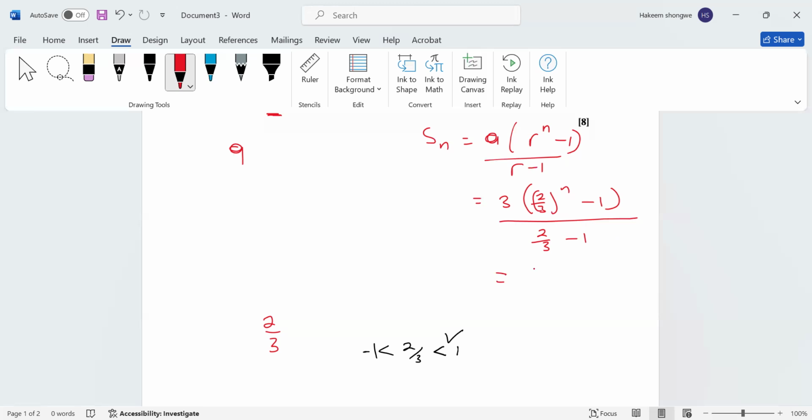Okay, what did you do from here? I did them both simultaneously at the same time. So you had 9 minus, let's write this one: 3 into 2, open bracket, 2 over 3, to the power of n minus 1, close bracket. Then you are going to automatically have negative 1 over 3.